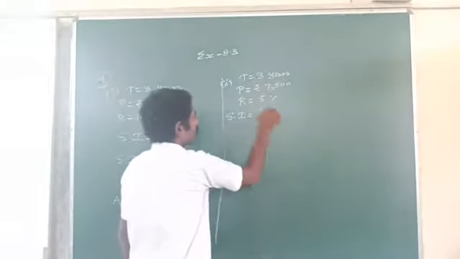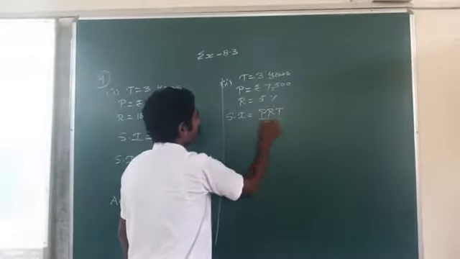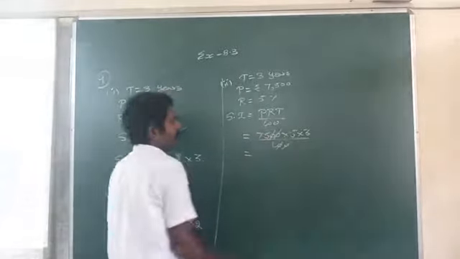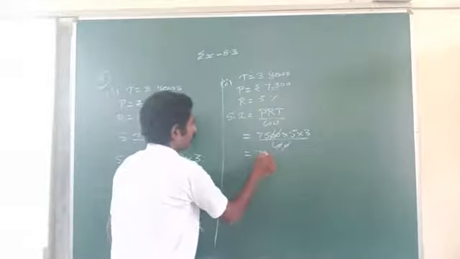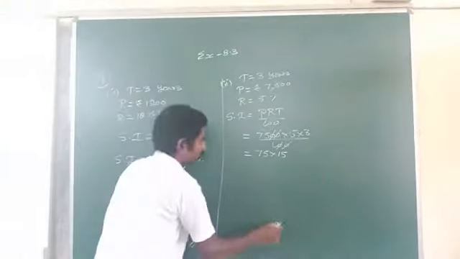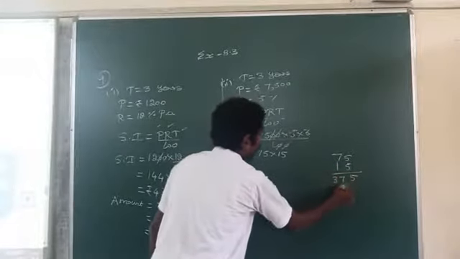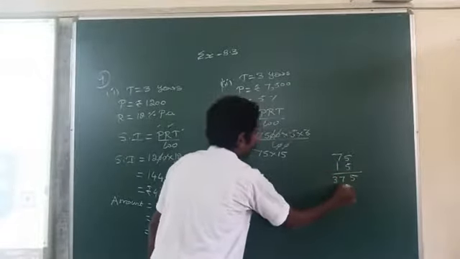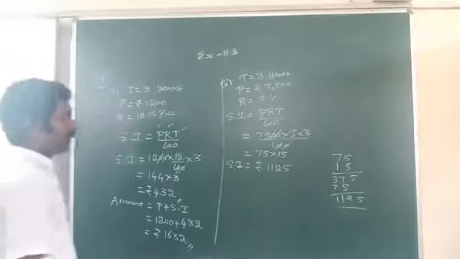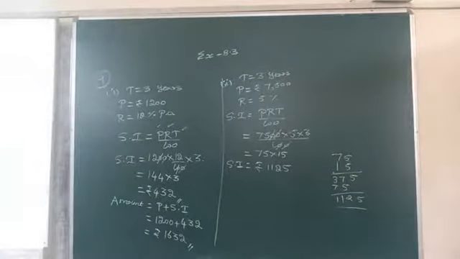So SI equals PRT by 100. The principal amount is 7500, rate of interest is 5, time period is 3, by 100. So 75 into 5 into 3 is 15. Now find 75 into 15, which gives 1125. So you will get rupees 1125 for 3 years. This is the simple interest.